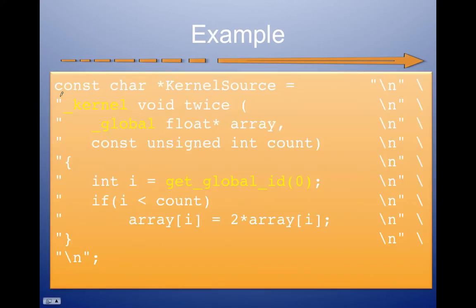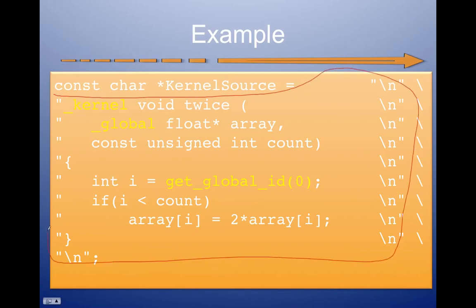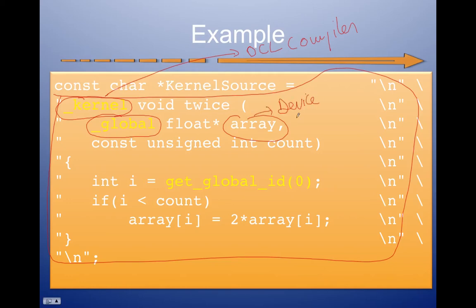So, the first thing you can see is that the kernel is given as a string. This string will be sent to the OpenCL compiler. And inside this string, we have a function that has the keyword kernel, and it has some keywords in front of the parameters. So global means the array is in the device memory. And this one is just a value, so it doesn't need much.